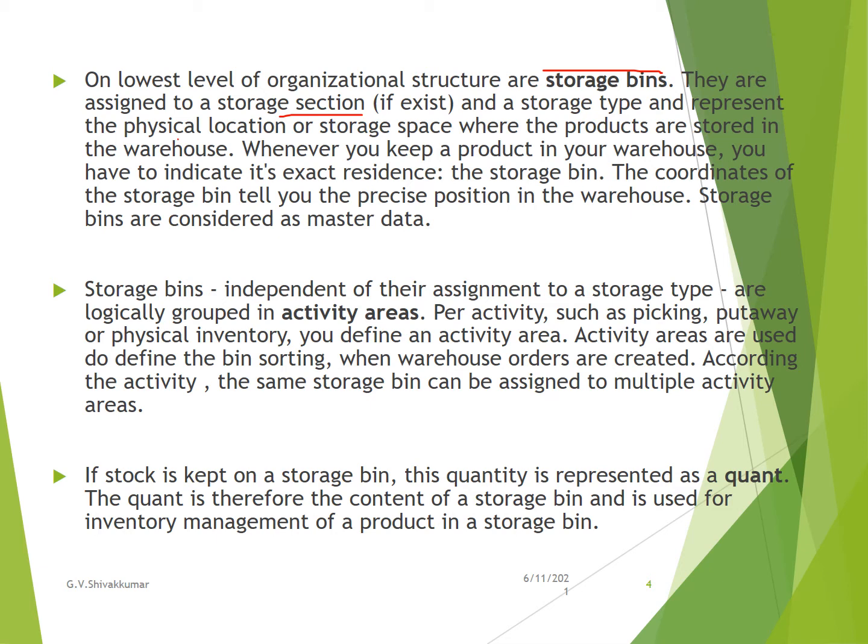Whenever you keep your product in your warehouse, you have to indicate its exact residence, where it is exactly located and at what storage bin. These are very important. The coordinates of the storage bin tell you the precise position in the warehouse, the exact location. X, Y, Z coordinates of the bin, right? So it is a three-dimensional view of the bin. That is the way we are defining it in the warehouse.